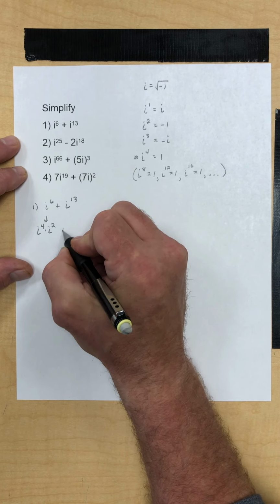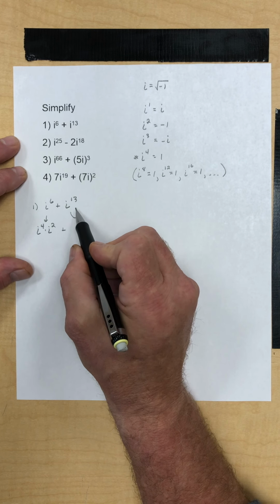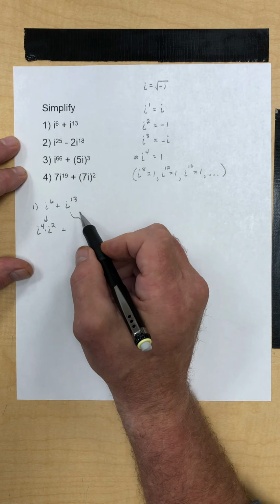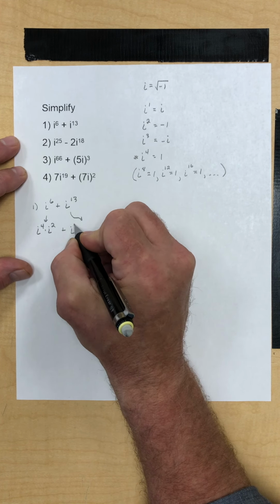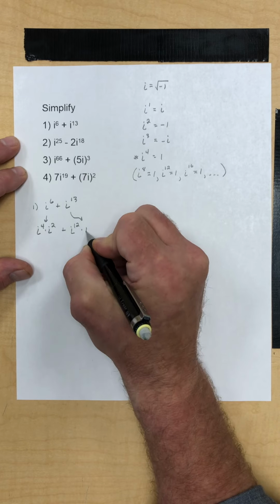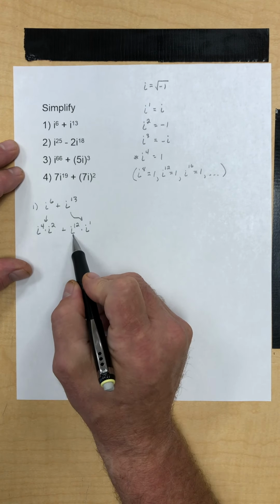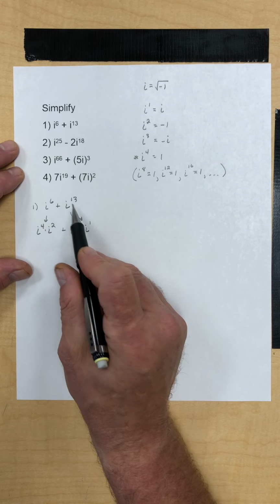Then we look at this one and ask, what's the largest multiple of 4 that's less than 13? That would be 12. So i to the 13th is the same as i to the 12th times i to the 1st. Once again, the bases are the same, so I can add the exponents. 12 plus 1 is 13.